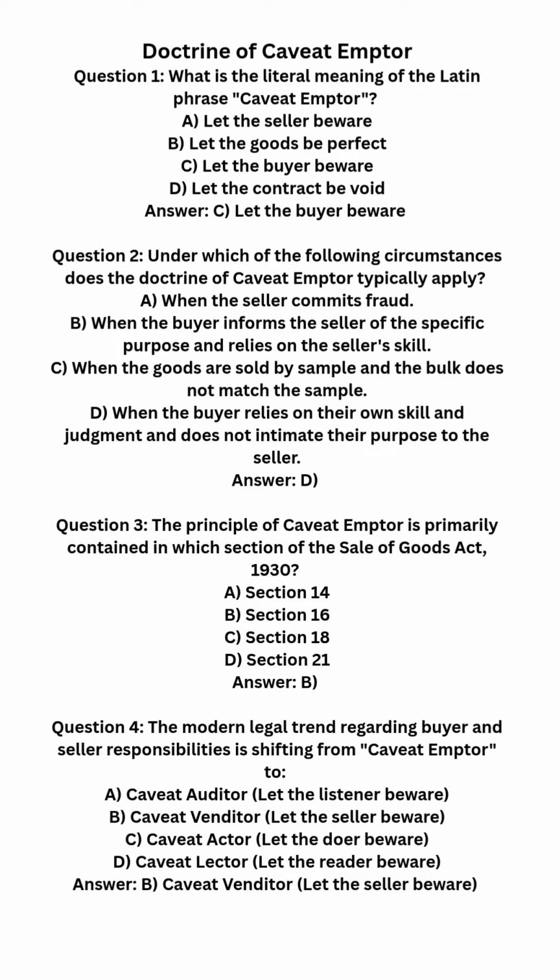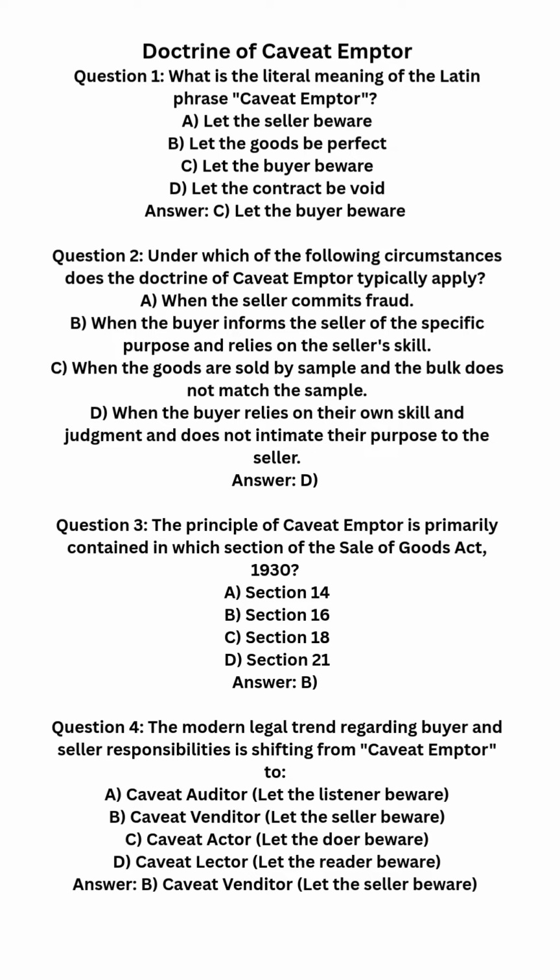Under which of the following circumstances does the doctrine of caveat emptor typically apply? When the seller commits fraud, when the buyer informs the seller of the specific purpose and relies on the seller's skills, when the goods are sold by sample and the bulk does not match the sample, when the buyer relies on their own skill and judgment and does not intimate their purpose to the seller. So correct option is option D, that is when the buyer relies on their own skill and judgment and does not intimate their purpose to the seller.